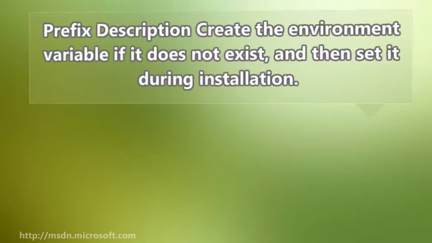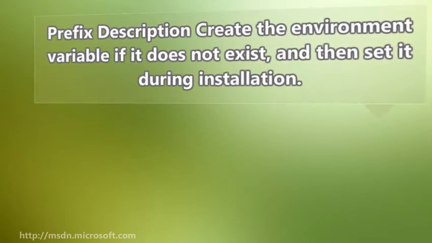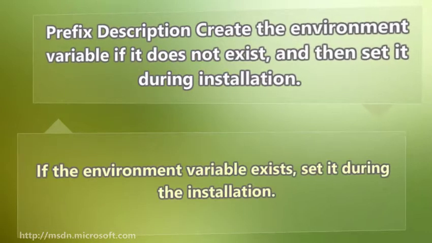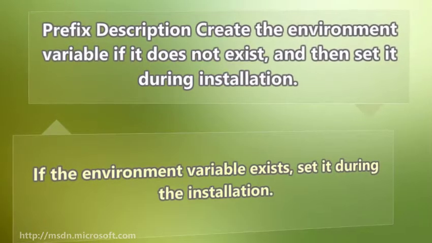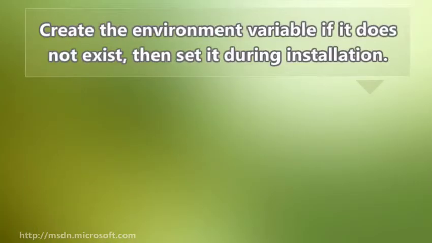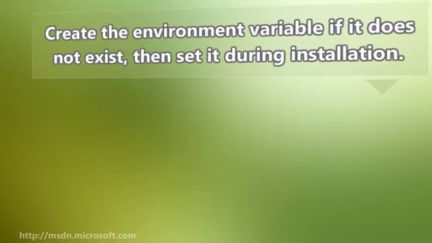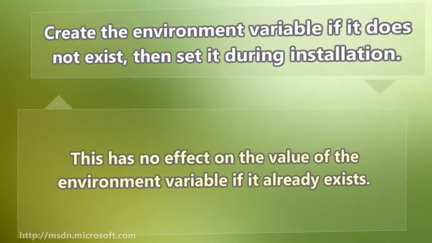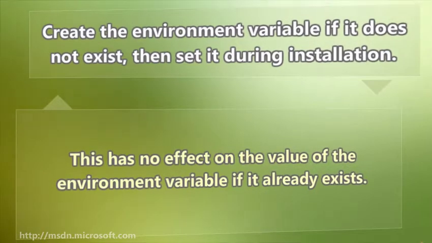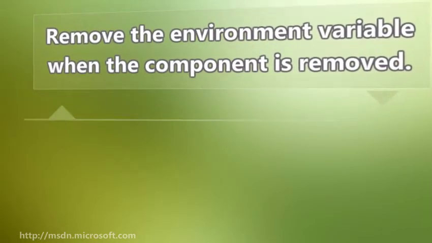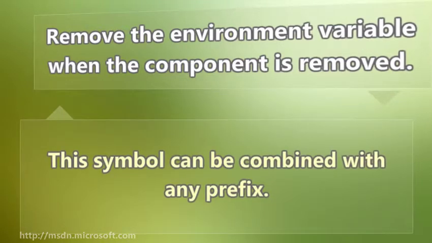Prefix description. Create the environment variable if it does not exist, and then set it during installation. If the environment variable exists, set it during the installation. Create the environment variable if it does not exist, then set it during installation. This has no effect on the value of the environment variable if it already exists. Remove the environment variable when the component is removed. This symbol can be combined with any prefix.